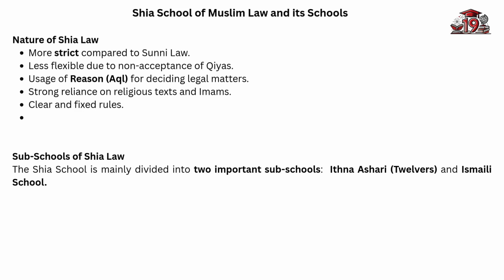Nature of Shia law. More strict compared to Sunni law. Less flexible due to non-acceptance of qiyas. Usage of reason, Aql, for deciding legal matters. Strong reliance on religious texts and Imams. Clear and fixed rules. Subschools of Shia law. The Shia school is mainly divided into two important subschools, Ithna Ash'ari, the Twelvers, and the Ismaili school.